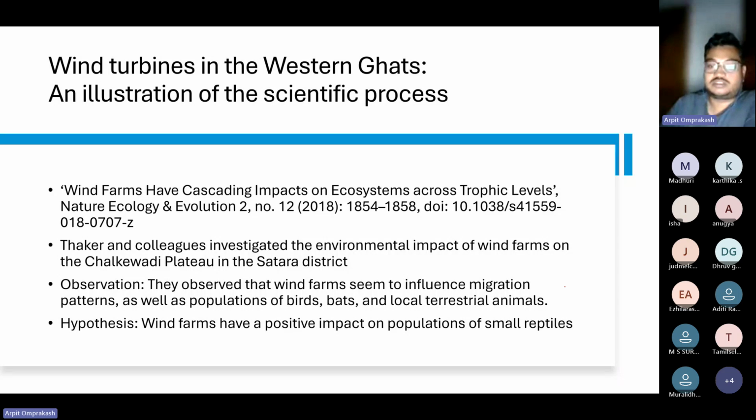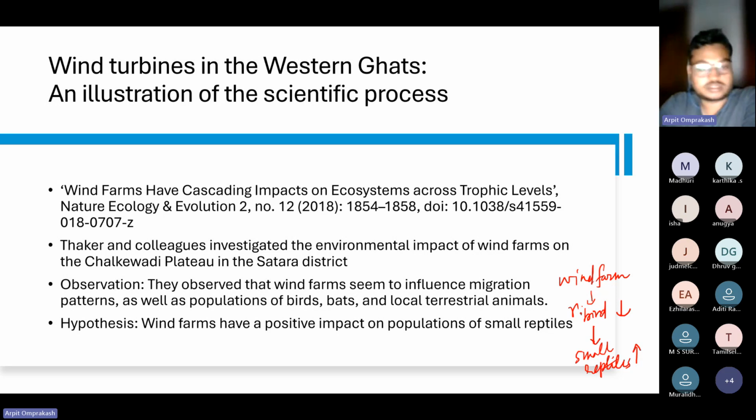So the observation is that wind farms lead to lower bird populations, right? So they make a hypothesis. So this is raptor birds. So if the raptor bird population is decreasing due to wind farms or presence of wind turbines, what should happen is the prey of raptor birds, for example, these small reptiles that are being eaten by them, their population should increase in the presence of a wind farm. So that is the hypothesis: that wind farms have a positive impact on the population of small reptiles.